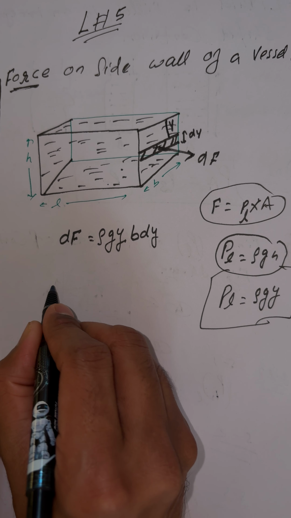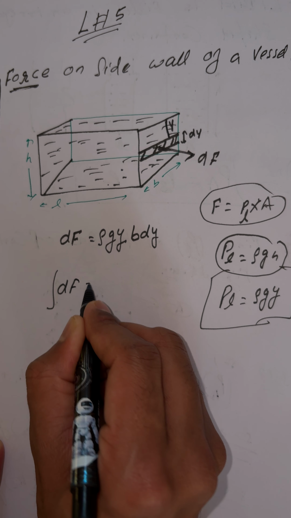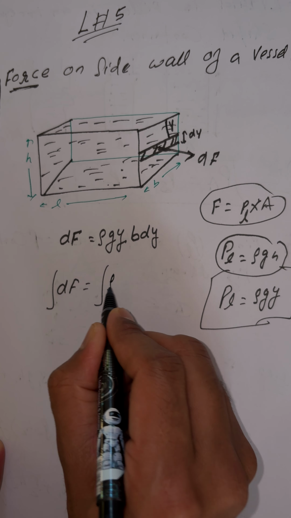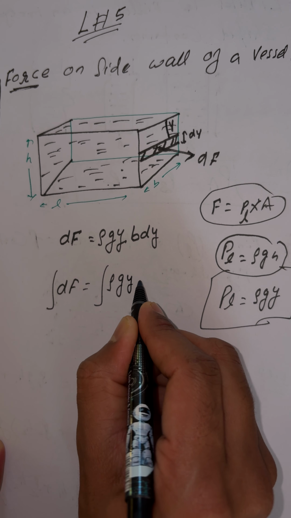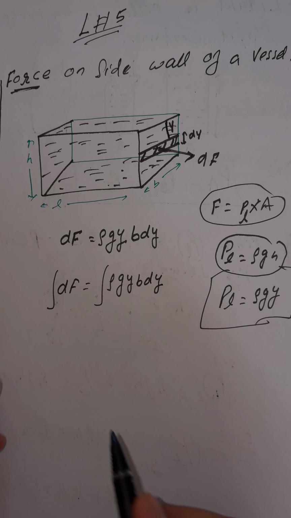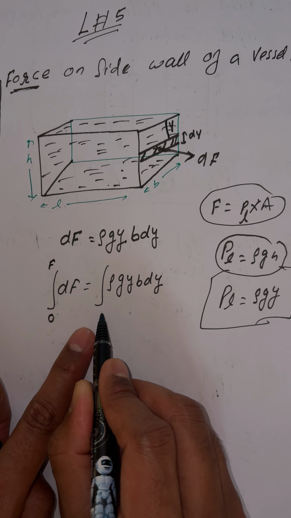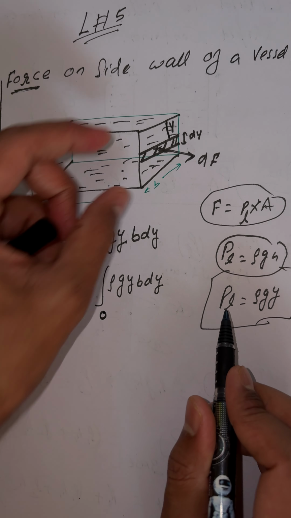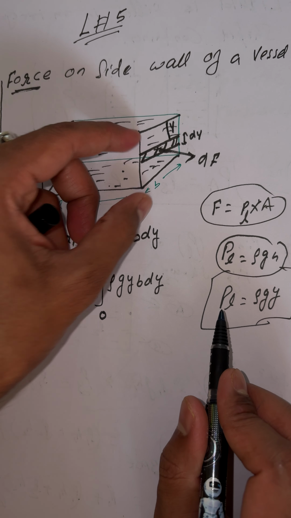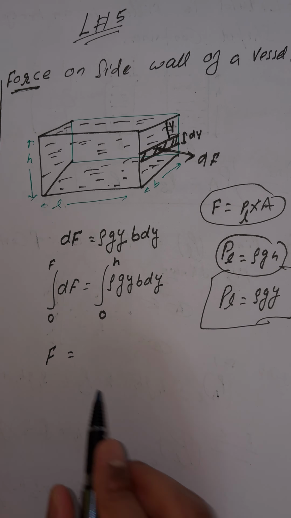So here I'm going to apply integration. So we can say dF is equal to rho g y b into dy. Okay, what limit can you apply? Here simple, students. This is 0 to F, and here y is 0 to h. What is the height of the container? This is h. So dF integrated becomes F only, F minus 0. I'm expecting all of you know F only.